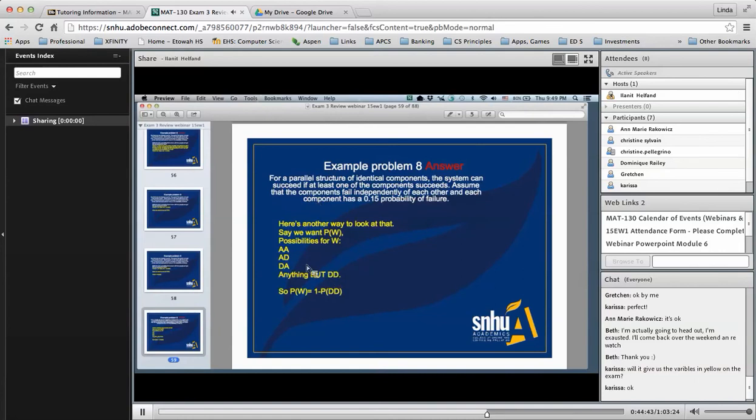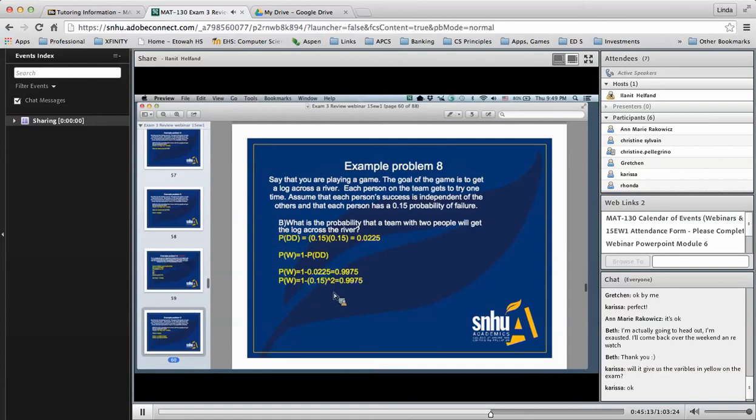Before I give you the answer, let me give you another way to look at that, by listing the ways that you can win. The first person can get it across, and the second person can get it across. First person across, but the second person drops. First person drops, second person gets it across. Basically, any possibility except for them both dropping it. So either way you want to think of it, the probability of a win is 1 minus the probability that they both drop it, or 1 minus the probability that you lose. And you lose by having both people drop it.